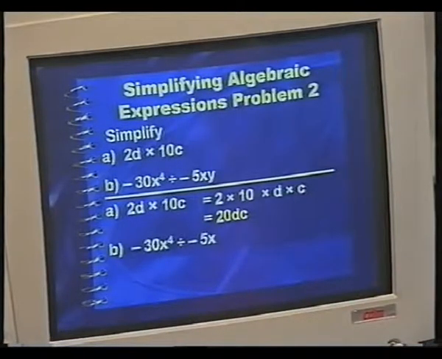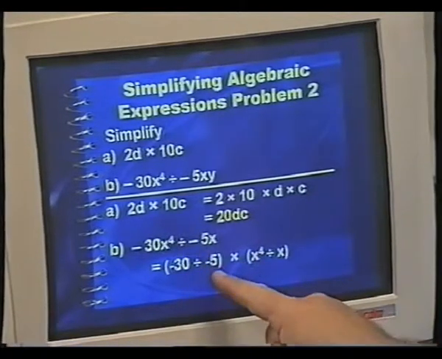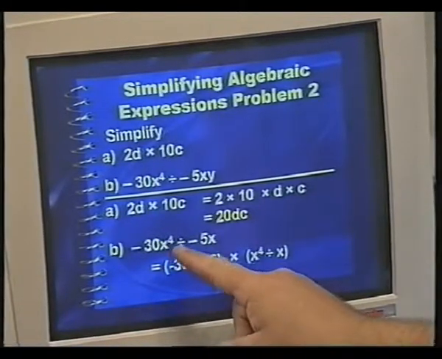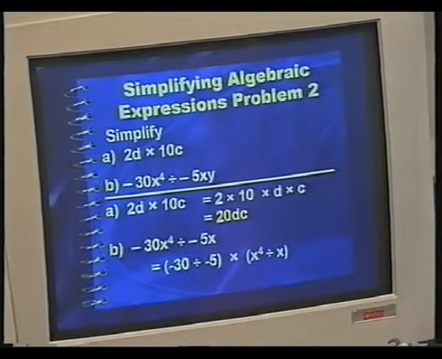Slightly more difficult problem with division. I can certainly divide the negative 30 by the negative 5 to give me 6. It's an x to the power of 4 divided by an x. That would give me x to the power of 3. And then the answer becomes 6x cubed.